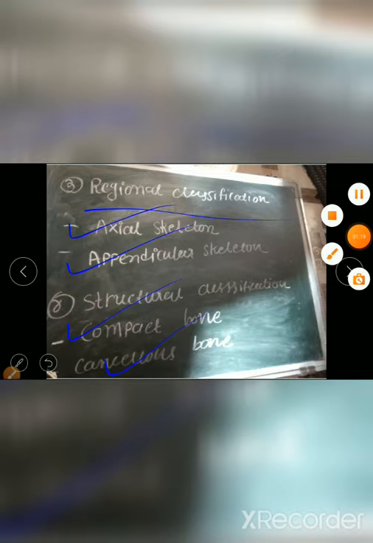Second is developmental classification. In that we have membrane bones, cartilaginous bones, membranocartilaginous bones, somatic bones, and the visceral bones. Okay, total 5. Third is regional classification. In that we have the axial skeleton and the appendicular skeleton. And the fourth one is structural classification. In that we have compact bone and the cancellous bone. So these are the basic classifications of the bone. Now we discuss one by one in detail.